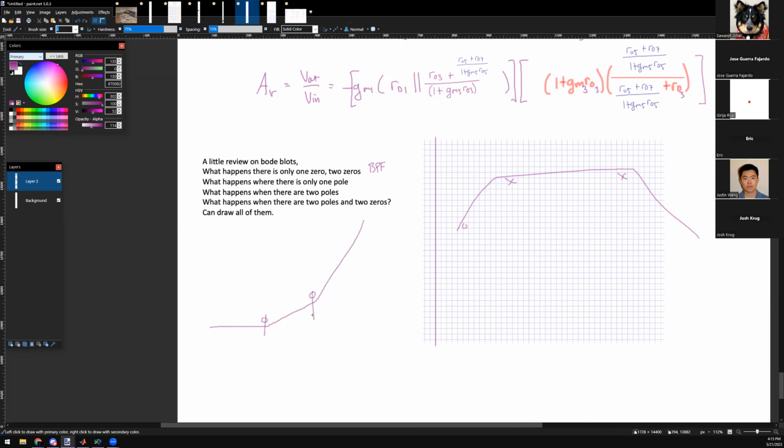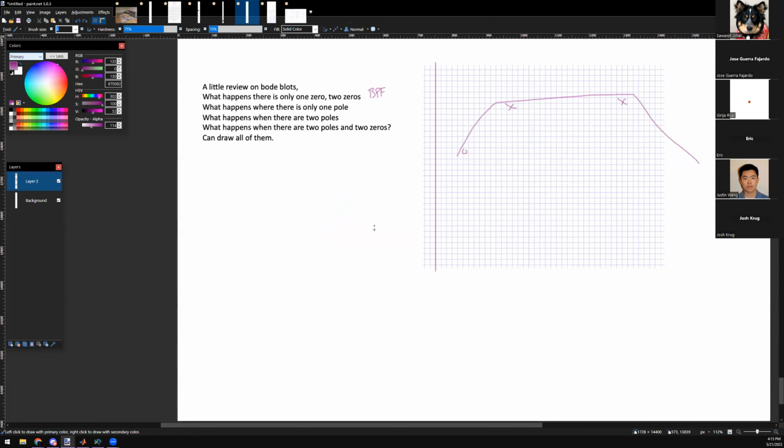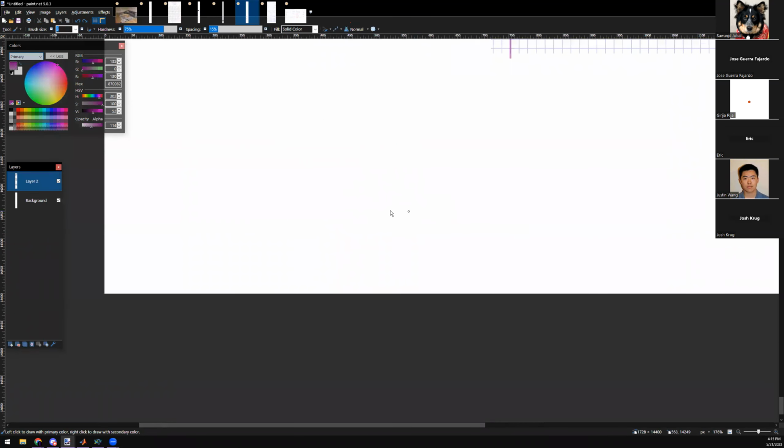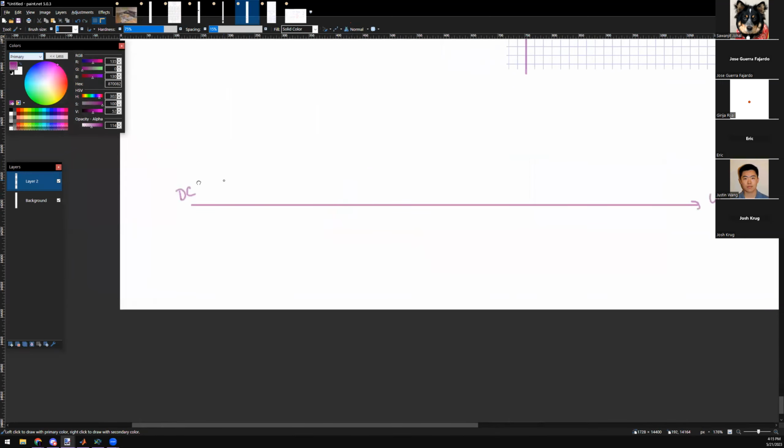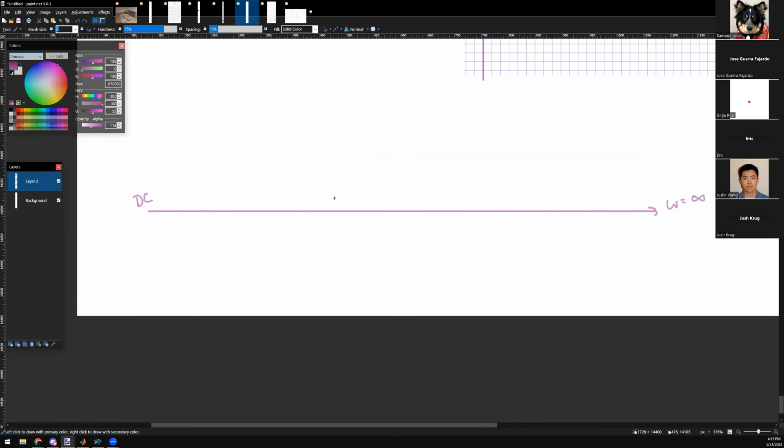The question was, what happens when there is only one zero? Here, I'll teach you both real simple. You start at DC frequency and the frequency goes up to infinity here. That's your x-axis.